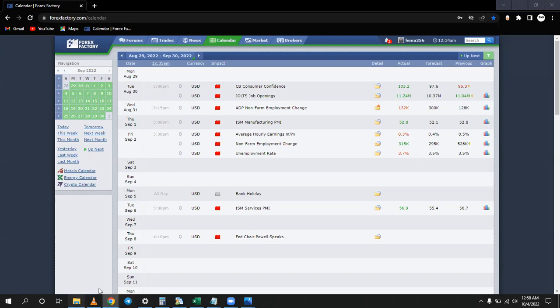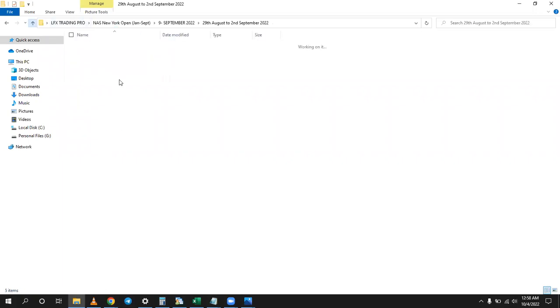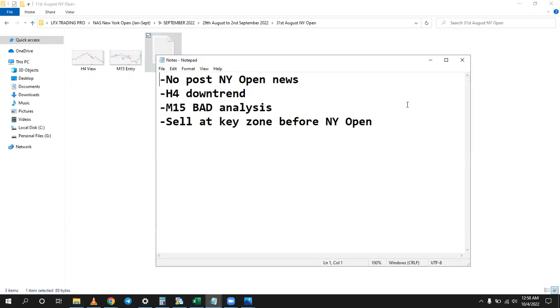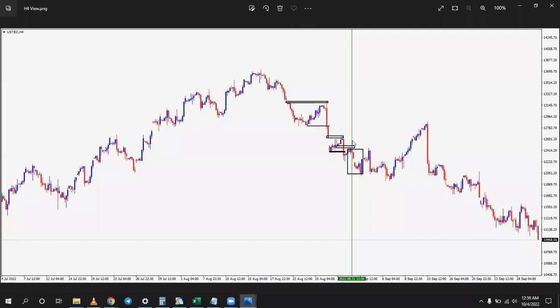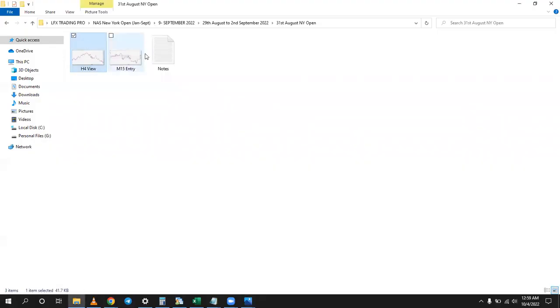So now Wednesday, let me get to 31st August, New York Open. Yeah, so now under my notes, no post NY Open news, as I've shown you. So now our H4 had a downtrend. Let me open it. Yeah, so now as you can see on the left side of this vertical line before the open, you can notice we had a clear downtrend. So meaning I was looking out for sell opportunities on lower time frames.